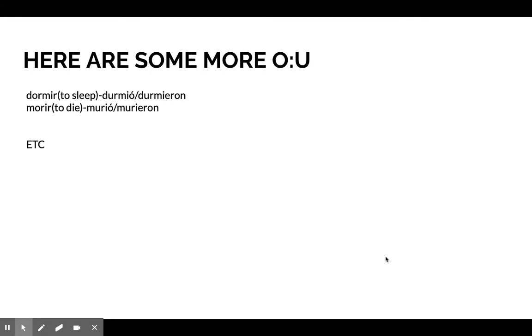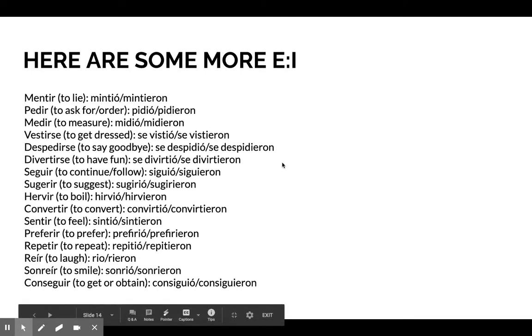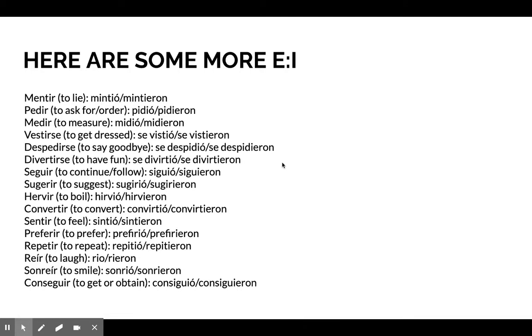Here are some more examples of O to U. It follows the same exact pattern, morir, murió, murieron. And then, obviously, there's a lot more E to I. So these follow the same exact pattern as servir. And this is just a whole list of verbs that you can take a look at on your own time. You can pause this video and practice with these verbs.